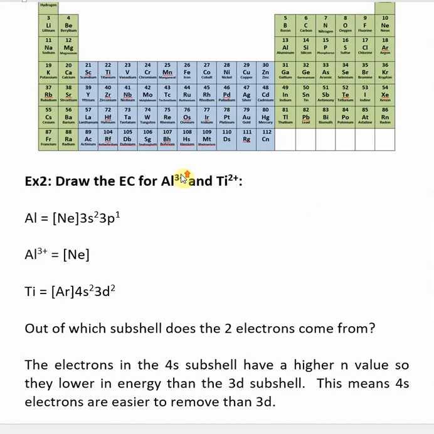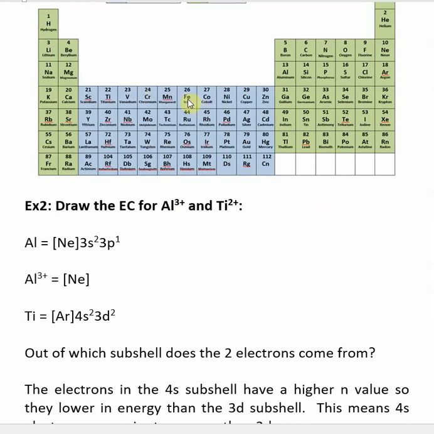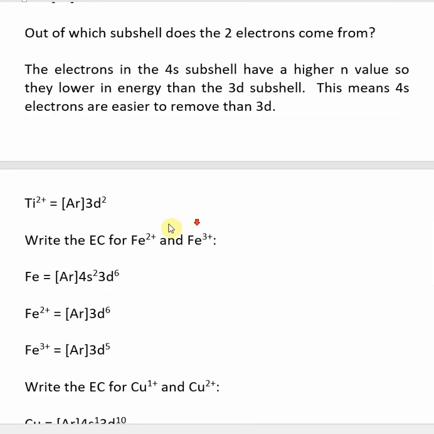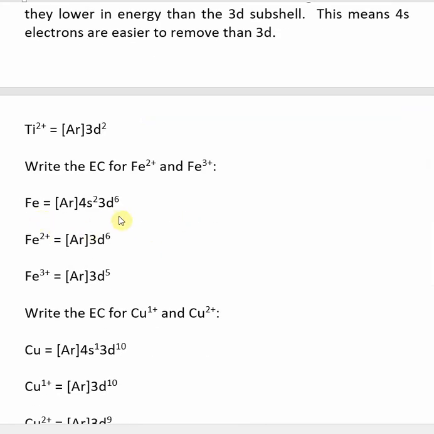Once again, we start off with the electron configuration of the neutral atom. So we backtrack: argon core, 2 4s electrons, and then 1, 2, 3, 4, 5, 6 3d electrons. So this is the electron configuration of it in its neutral species. To go from Fe neutral to Fe2+, the first thing to be removed is the 4s electrons. So Fe2+ has an electron configuration of argon 3d6.